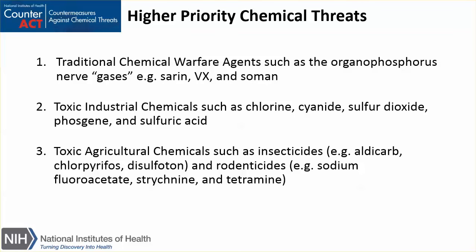What are chemical threats? We have 3 categories of higher priority chemical threats. The first category is traditional chemical warfare agents, such as the organophosphorus nerve gases like sarin and VX. The second are the toxic industrial chemicals such as chlorine and cyanide. And the third category are the toxic agricultural chemicals such as the insecticides aldicarb and chlorpyrifos, and rodenticides like sodium fluoroacetate.